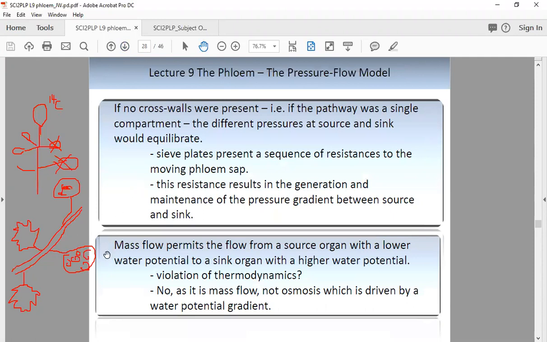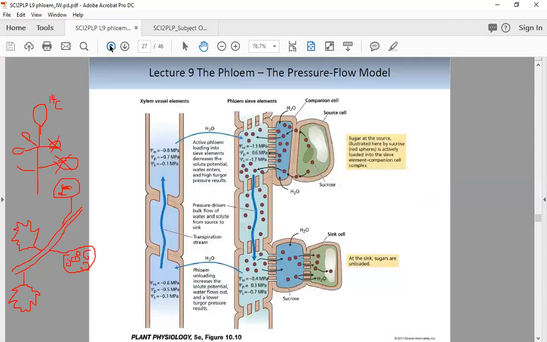Here we go. Mass flow permits the flow from a source organ with a lower water potential to a sink organ with a higher water potential. Let me just go back. This is what I was referring to. Show previous page. Low water potential to higher water potential. Here we go. So negative 1.1 megapascals versus negative 0.4. Yep. So from lower water potential to higher water potential.